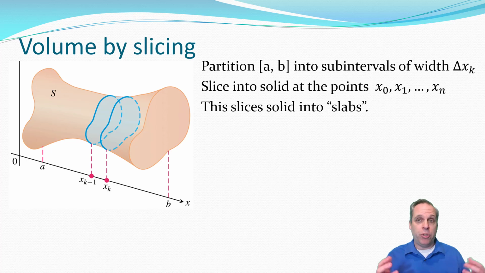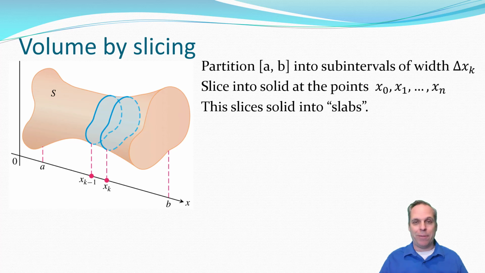And the particular x values we could use to get the cross-sections was from a to b. So just partition that interval into n subintervals of whatever length. And then just slice the solid at those x values, x sub 0, x sub 1, x sub 2, x sub 3, up to x sub n. And then notice that between two cross-sections, you get a slab of the solid.